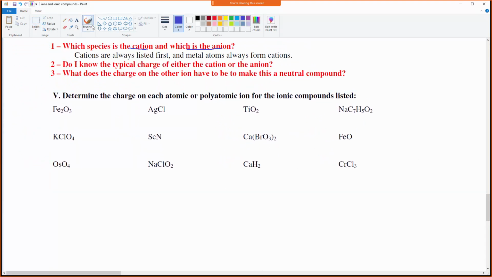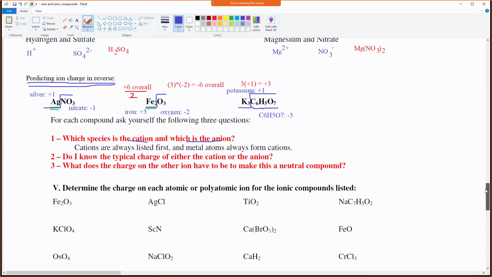All right, so again, three-step method. Which is the cation, which is the anion. Find which of those ions I know the charge of, and then use that to deduce the charge of the other one, because it's got to be neutral totally. Oh, I'm sorry, Zach had a question and I missed it. How did we come up with a -3?